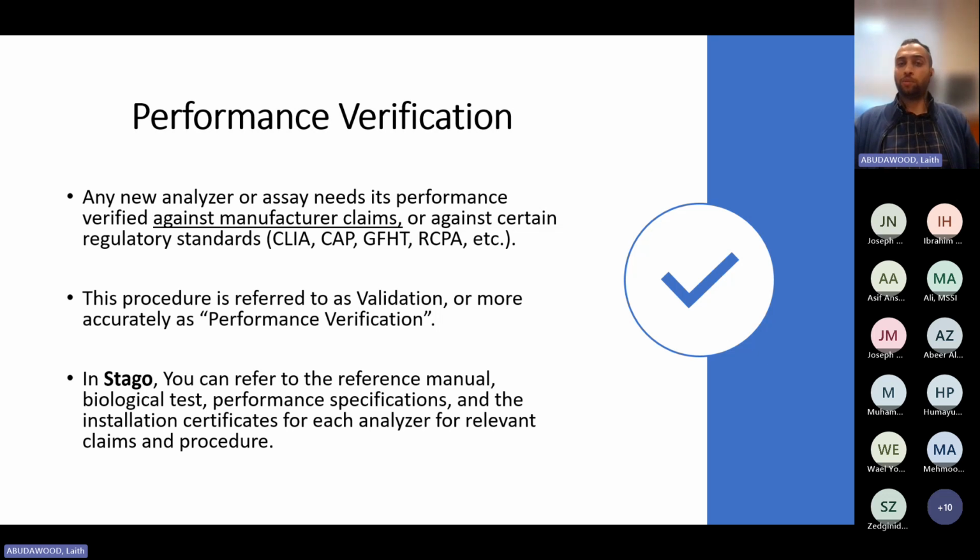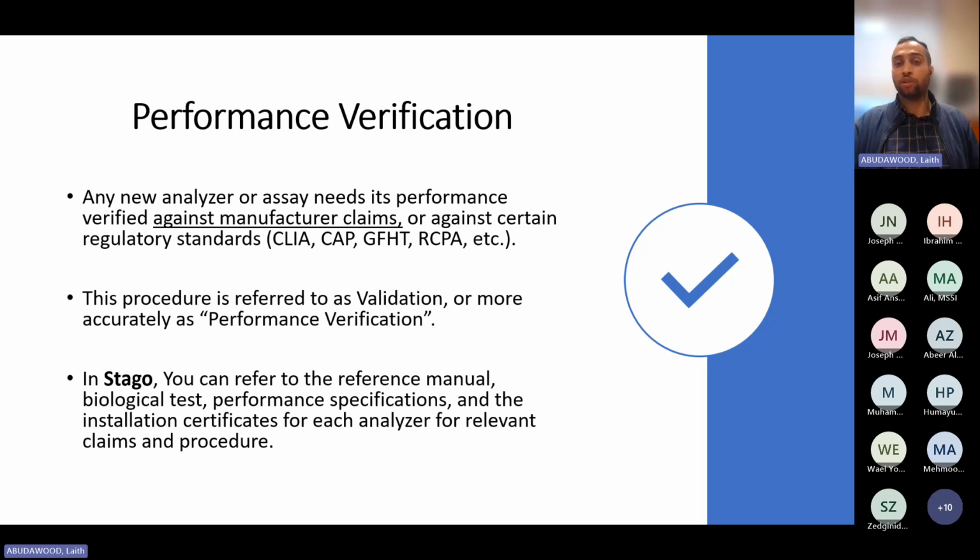So now we have two terms. We have validation and we have what's called performance verification. So I, as a customer, when I receive the new analyzer and I test its performance, we call this performance verification. I am verifying the performance that Stago is claiming. Now, then what is validation, you will ask?